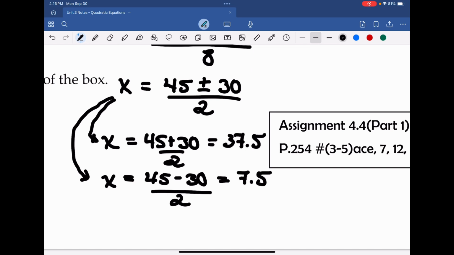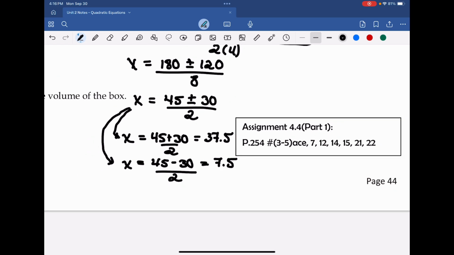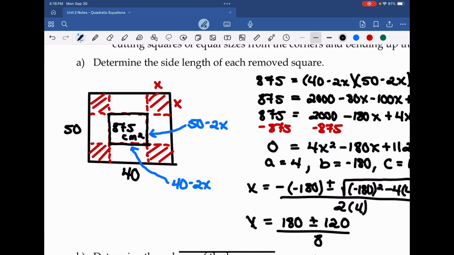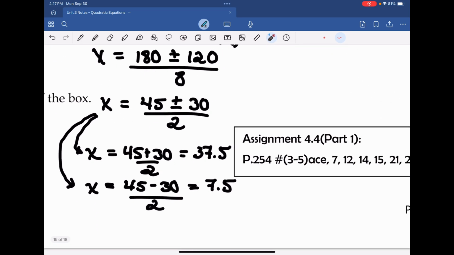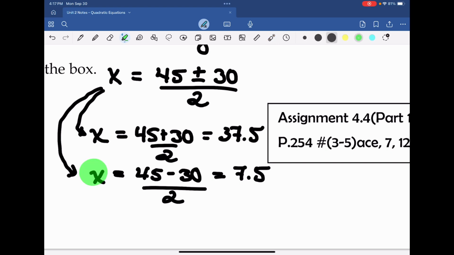And so when we look at this, now we have to do what we did in our previous problem. We need to see if one of these values is extraneous based on the situation of the problem. I go back up to the situation. If I put an example of 37.5 into x, well, that's going to make this negative. 40 minus 2 times 37.5, that's a negative number. Same thing here. 50 minus 2 times the 37.5, that's also a negative value, meaning the 37.5 is extraneous. The x value that we're looking for, or the amount that is cut out from the corners in terms of a width, is 7.5 centimeters.